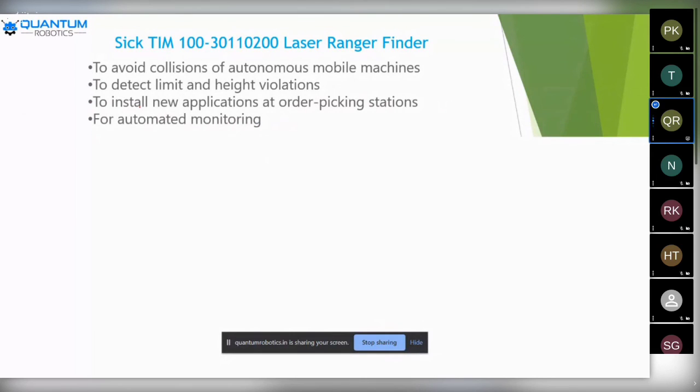Why? Because we are going to give the coding for this, and it is going to monitor the automatic systems. And here you are going to see how the SICK sensor works, and what the working principle of that SICK sensor is.